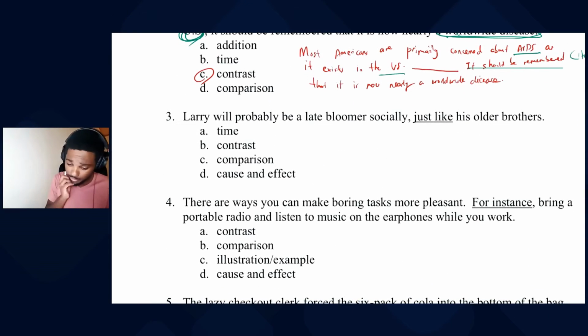Let's try number three. Larry will probably be a late bloomer socially, just like his older brothers. What is the just like doing? So we are at number three. Comparison. Yes, we are comparing, right?